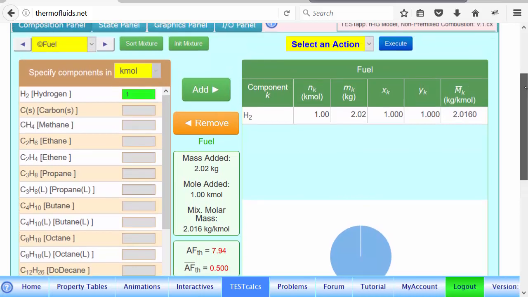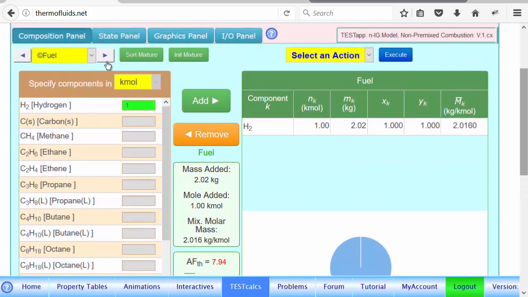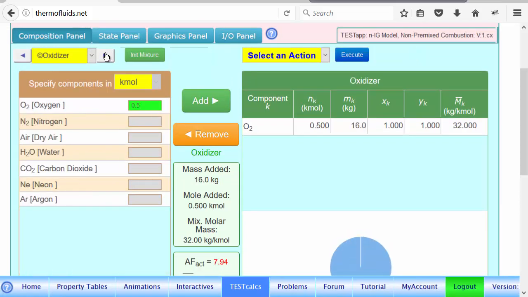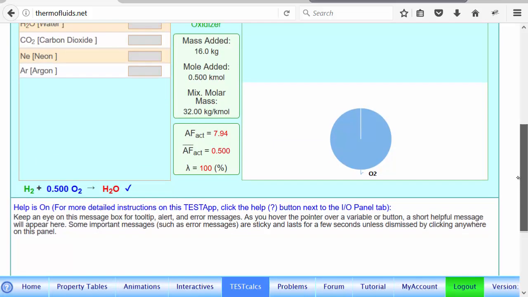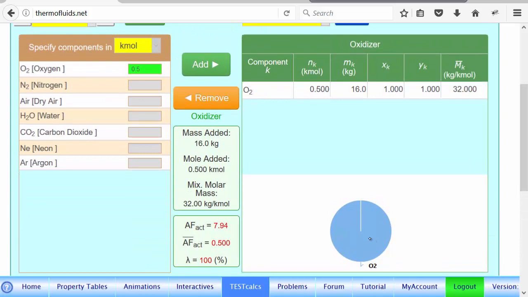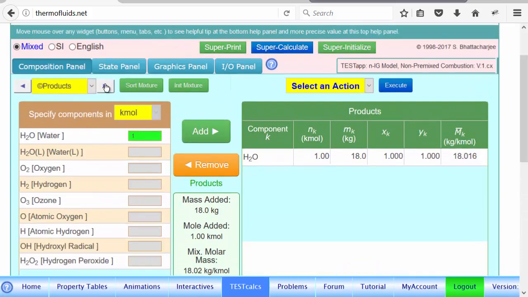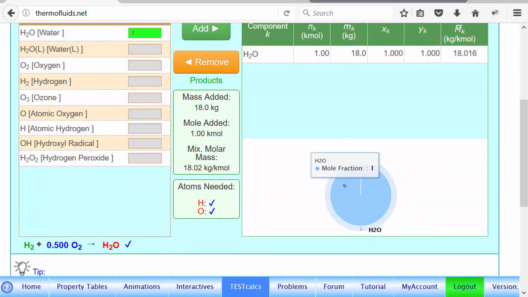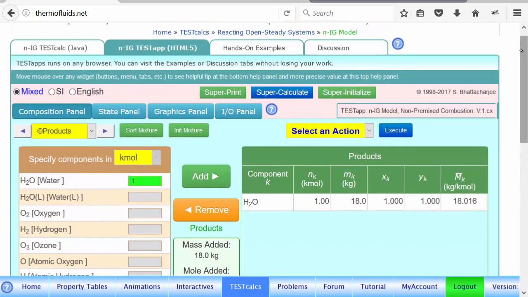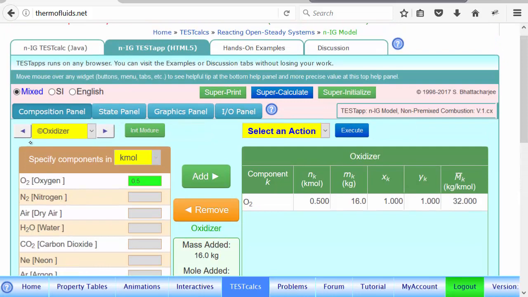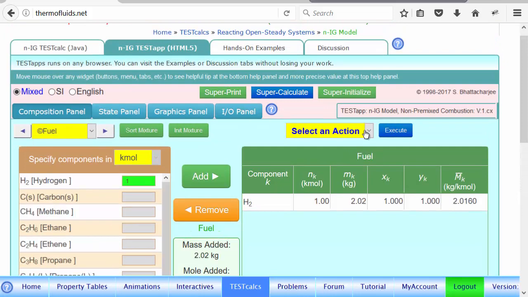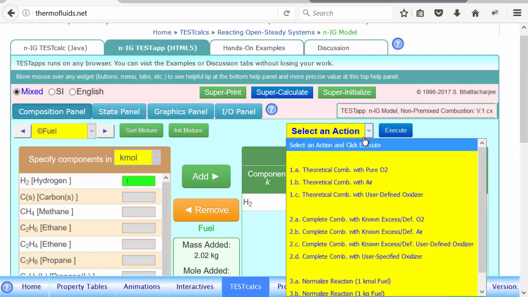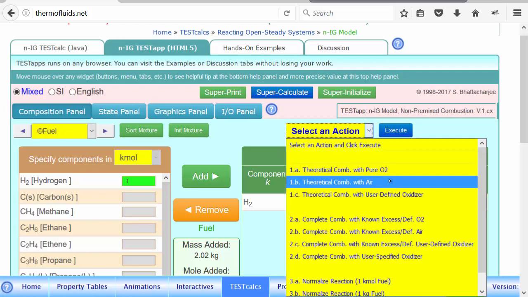What else do you know just by balancing the reaction? We can go to the oxidizer panel, take a look, and see how the pure oxygen is shown here, and we can go to the products panel, which shows that the product is only H2O, nothing much. Okay, let's set up the reaction with theoretical air instead of theoretical combustion with pure oxygen.